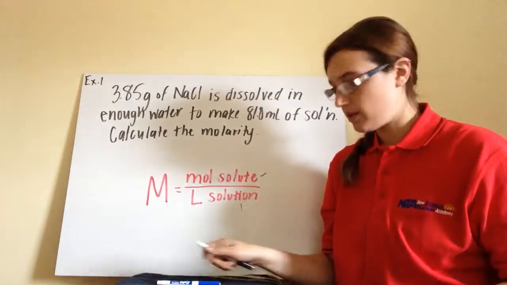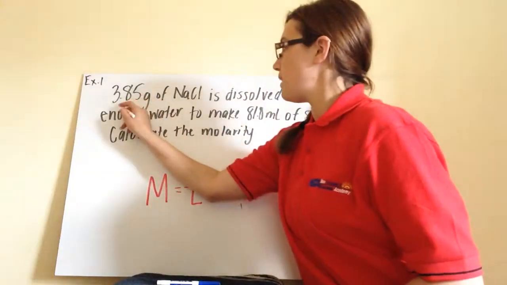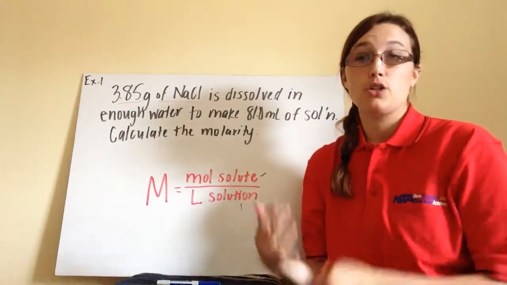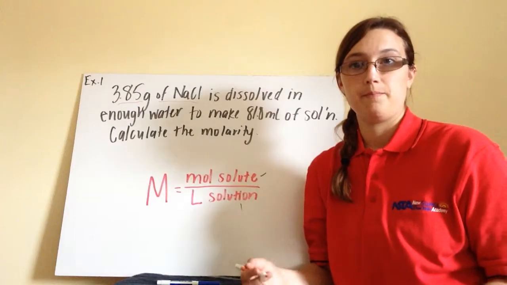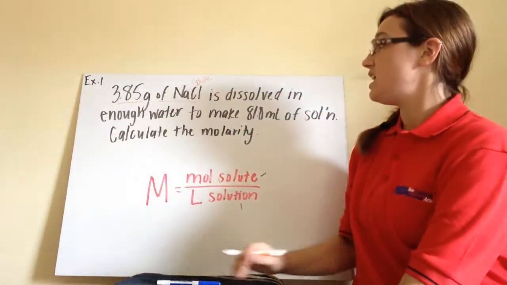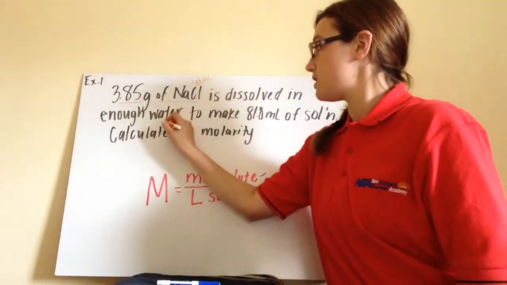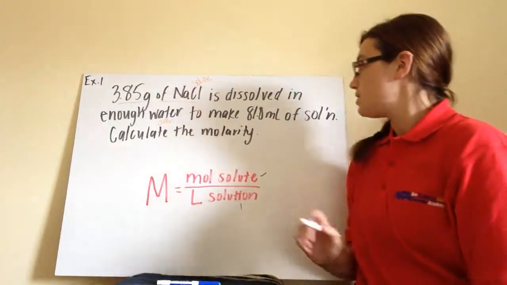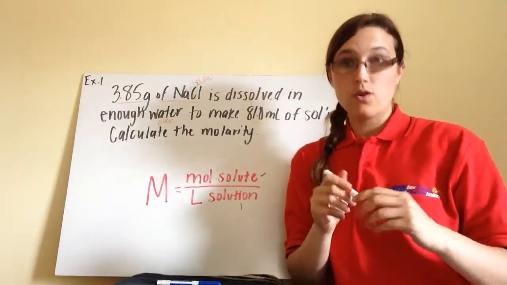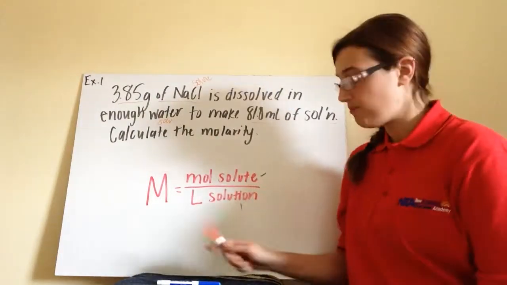Well, let's go through the problem and let's do some underlining and some circling. So we know that we have 3.85 grams of NaCl that's being dissolved. So what does that make the sodium chloride? Makes it the solute. So our NaCl is the solute, it's dissolved in enough water, water is the solvent, to make 81 milliliters of solution. So overall we have 81 milliliters of solution, and then calculate the molarity.